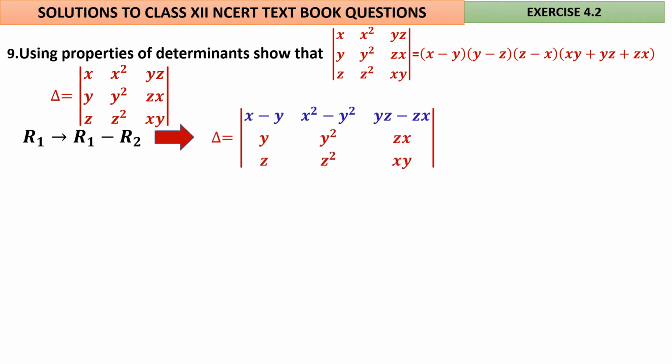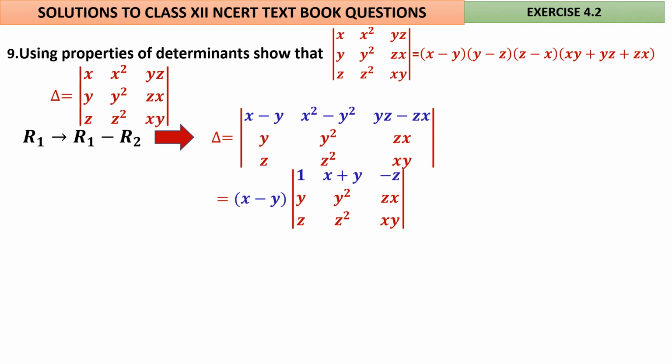Therefore, when you do it, you get x minus y, x square minus y square, yz minus zx, y square, zx, z square, xy. Highly interesting. x minus y will come out from the first row now. x square minus y square is x plus y into x minus y. In that yz minus zx, z can be taken outside. Therefore, minus of that will come. Be careful in that. Minus z will be there because when you take z outside, it will be y minus x, but I have taken x minus y outside.